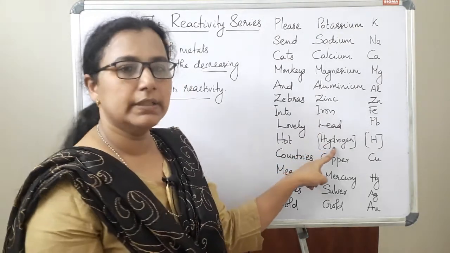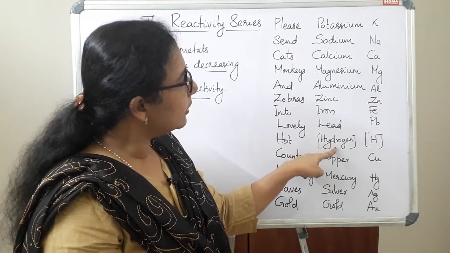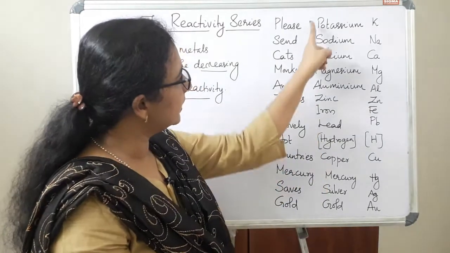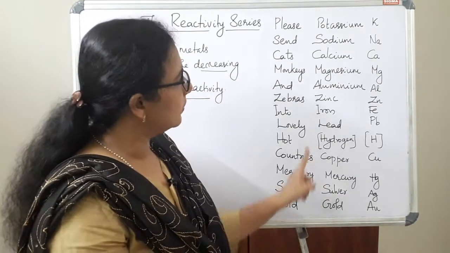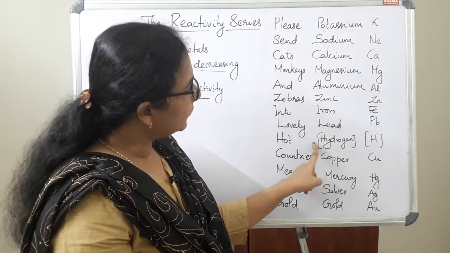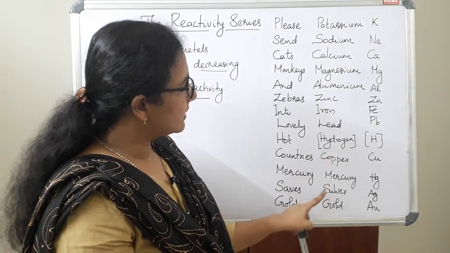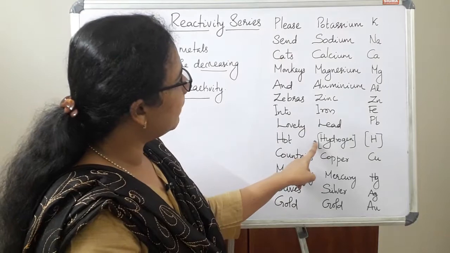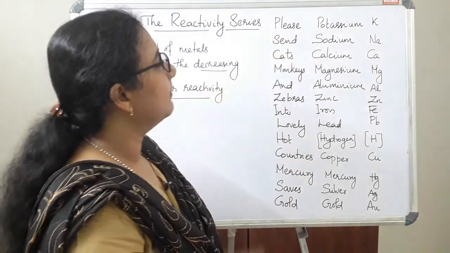Then there is a non-metal, hydrogen. Actually, hydrogen is placed in between in order to differentiate the most reactive metals and least reactive metals. Above hydrogen the metals are more reactive, and below hydrogen the metals are less reactive. Then after hydrogen come copper, mercury, silver and gold. These are comparatively less reactive, and all the other metals above hydrogen are reactive in nature, and the most reactive metal is potassium.